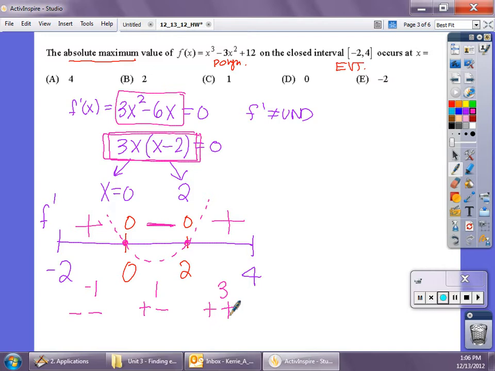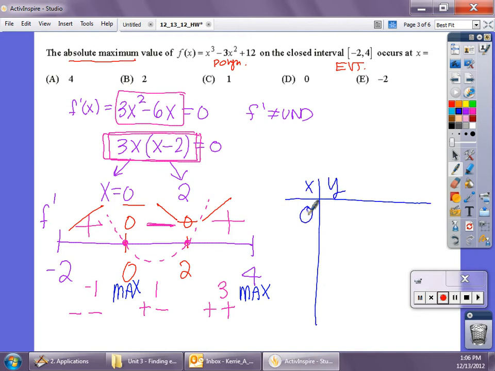Now, given that we have that, I've got to look at the possible maxes and mins. The graph is going increasing, flattening, decreasing, flattening, increasing. So I have two possible maximums. I have a maximum at 0, and I have a possible maximum at 4 at the endpoint. The only way I could tell which one's going to be the actual maximum is to make a table. At x equal to 0, I would substitute it into f of x. I get 0 cubed minus 3 times 0 squared plus 12, and so we get 12.